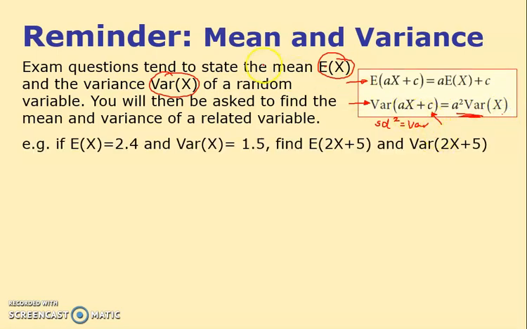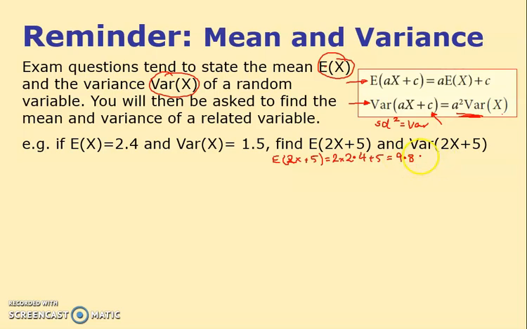Here's a little question. E of x is 2.4 and the variance of x is 1.5. Find E of 2x plus 5. That's very similar to what we have up here. It will simply be two lots of E of x, and E of x was 2.4, so it's two lots of 2.4 plus 5. That's almost exactly what you'd expect: 4.8 plus 5 is 9.8.